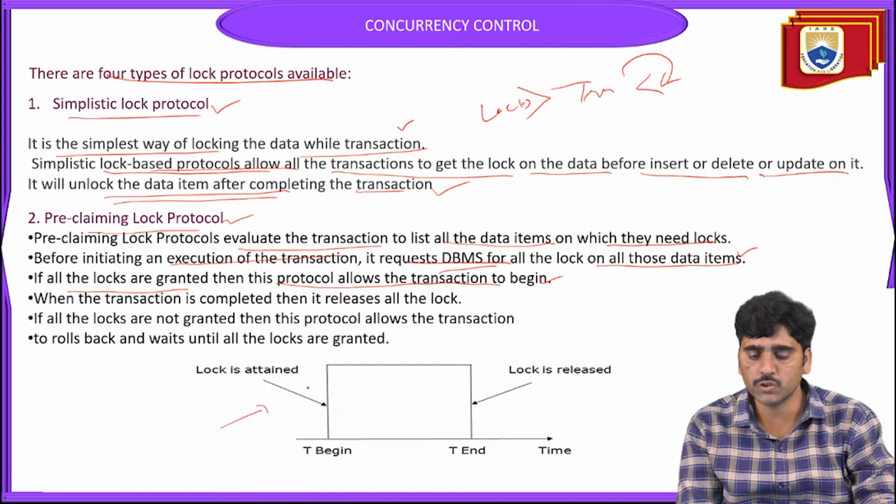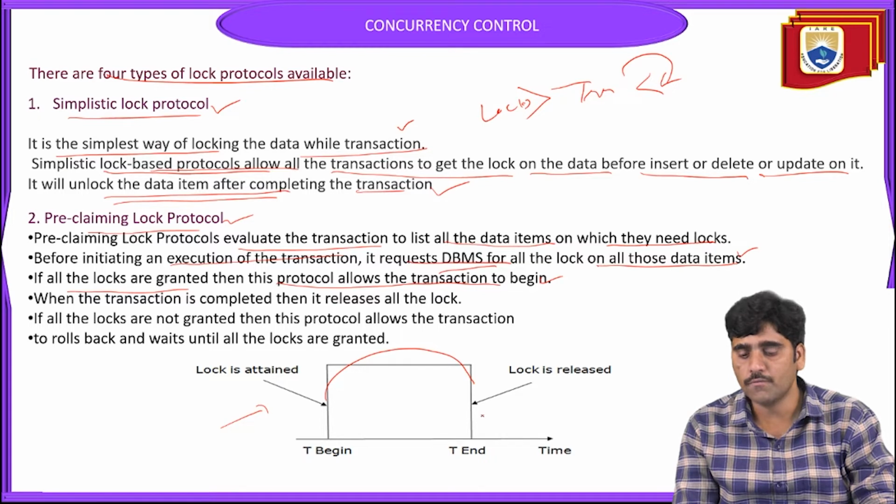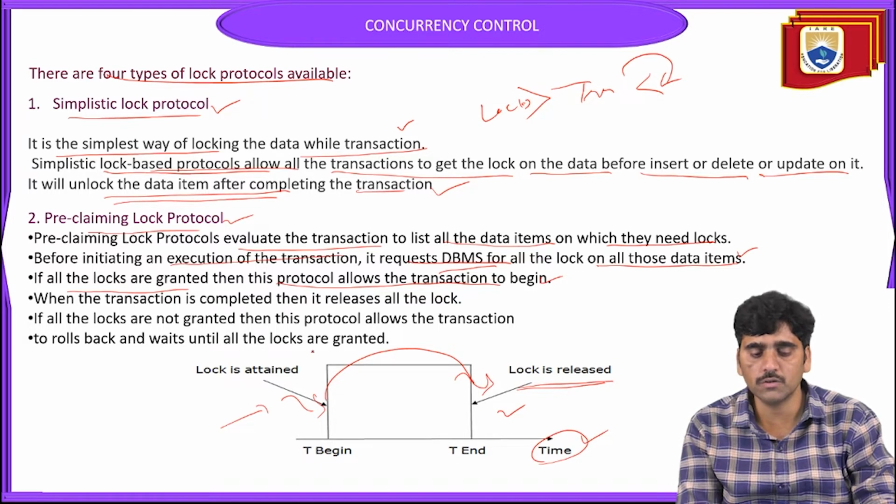So this diagram shows that once the transaction is started, the lock is attained by the transaction. Once the transaction is initiated for execution, the lock is attained. So this is all the transaction executing. After completion of the execution, the lock is going to be released at the end. So before execution of the transaction, it is going to use the locks. After finishing the transaction, the lock is going to be released. So this is about the pre-claiming lock protocol.